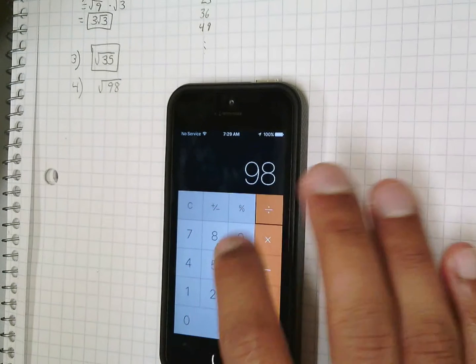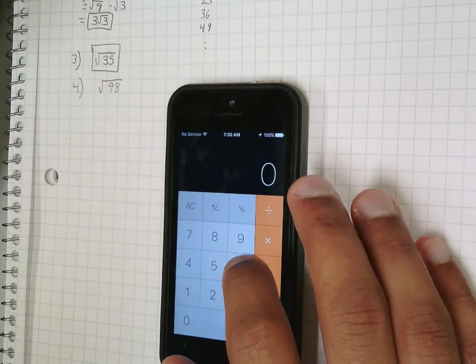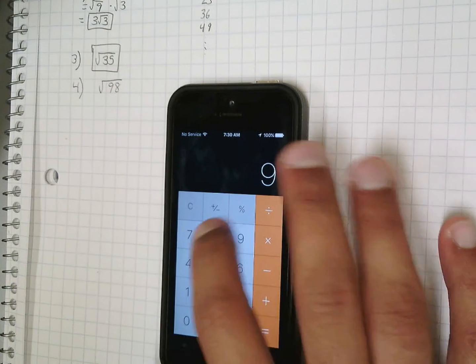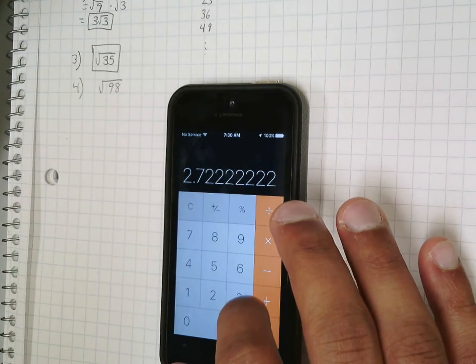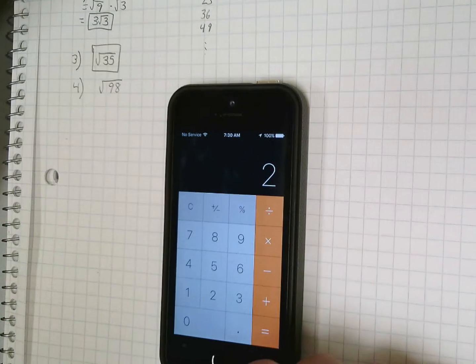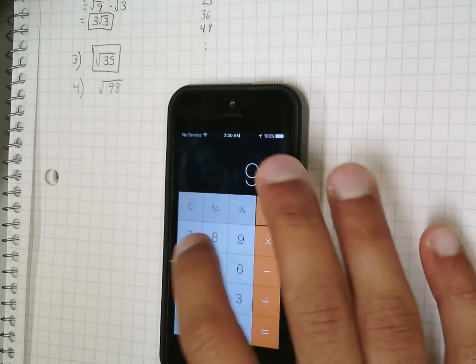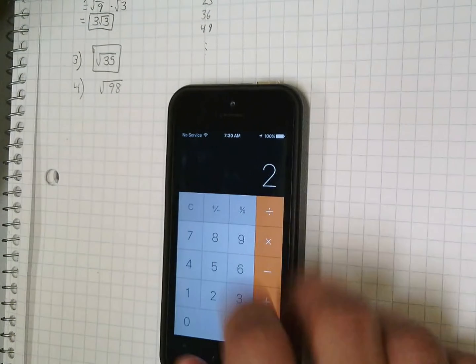How about 98 divided by 16? No chance. Not 25. Maybe 36? No. Let's try 49, then we'll quit. Oh! Hey, 98 is divisible by 49. Once again, 98 divided by 49 is 2.